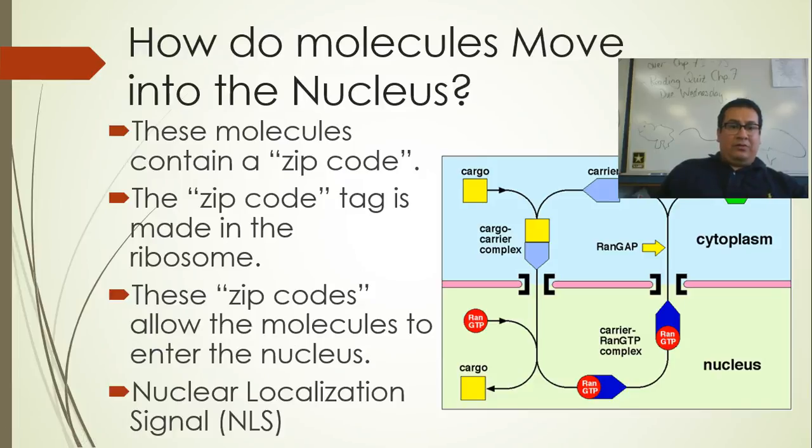How do molecules move into the nucleus? These molecules have to be tagged before they move in. It's like a zip code, as they mentioned in your book. So the zip code is a tag, and it's made in the ribosome. All right, it's a polypeptide, a chain of amino acids. The nuclear pore complex reads it and allows them to come in. And as you can read in the book, one of the key things you have to read is the nuclear localization signal. All right, you have to make sure you know that for your quiz tomorrow.